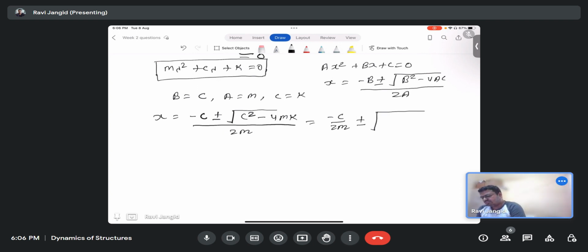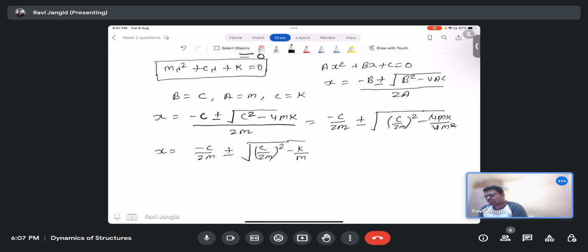If I solve further, I get the roots as c by 2m square minus 4 m k by 4 m square. The 4 will cancel out, and one m will cancel out. So lambda is equal to minus c by 2m plus minus square root of (c by 2m) square minus k by m. Now we have two roots, lambda 1 and lambda 2, for plus and minus.